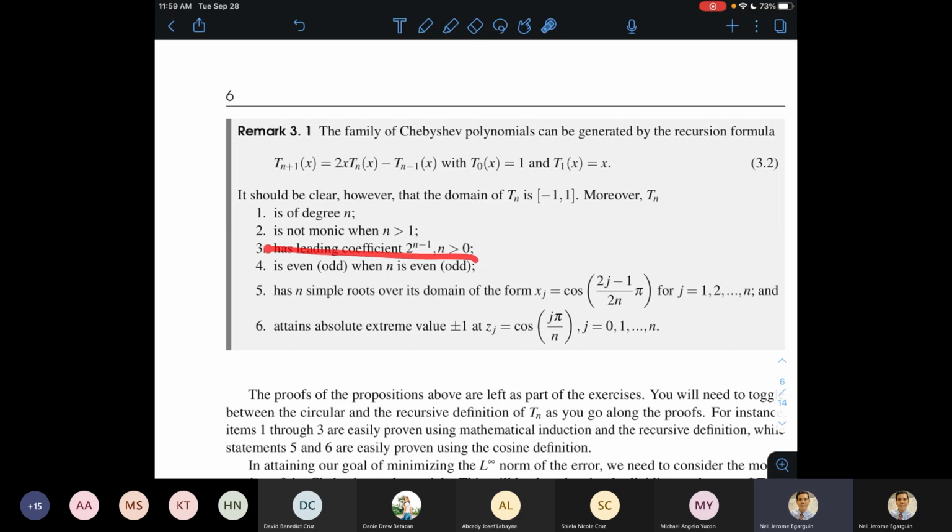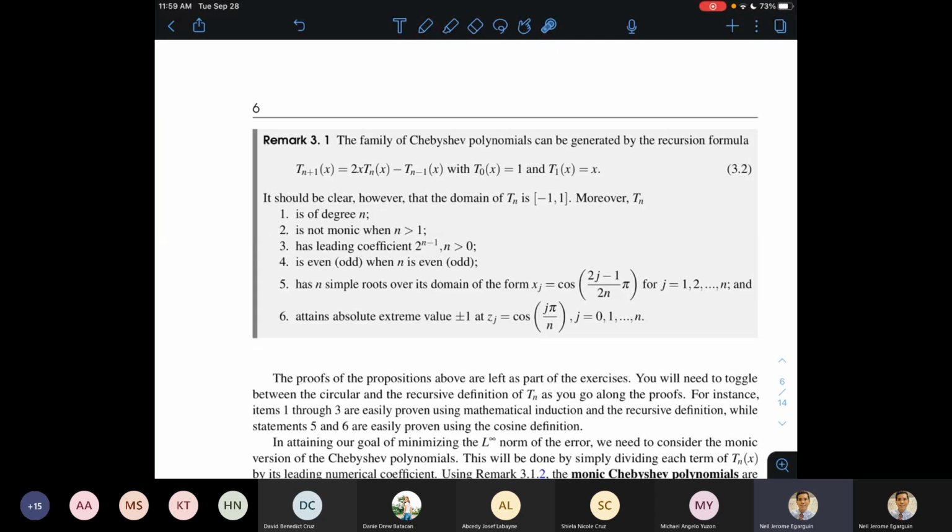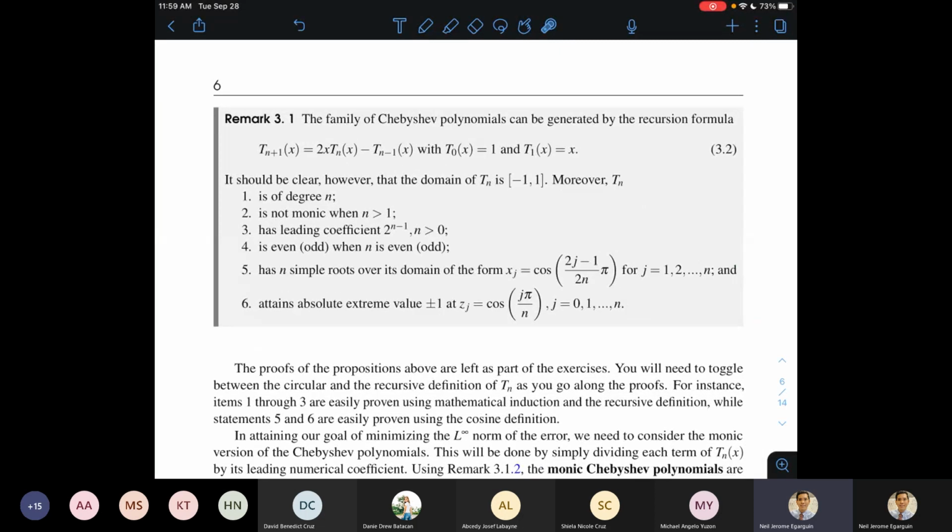Actually, it is even when n is even. And then it is odd. It is an odd function when n is odd. Then ito yung maganda sa kanya. Or actually, these are the highlights of the Chebyshev polynomials.